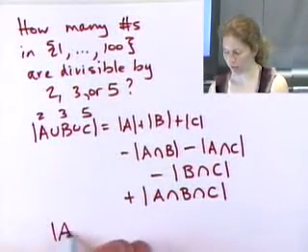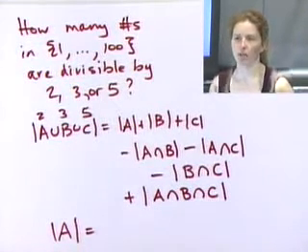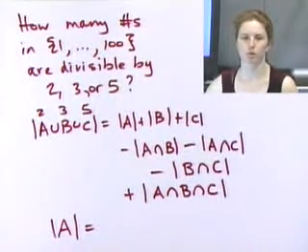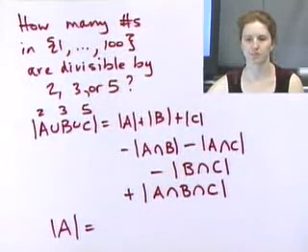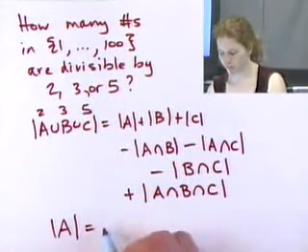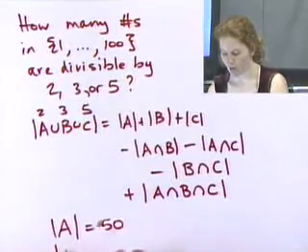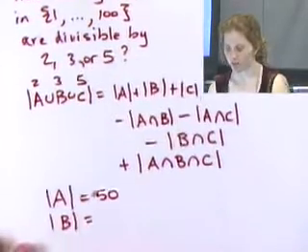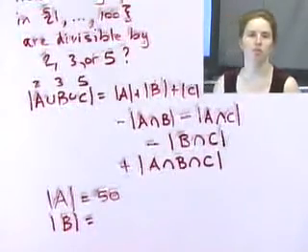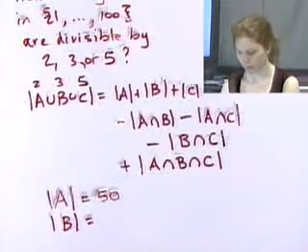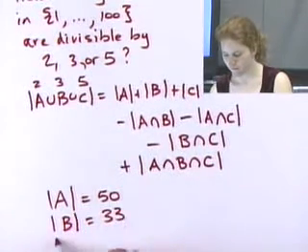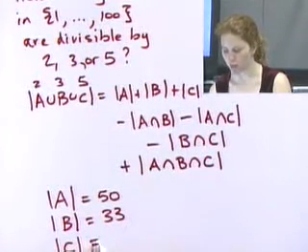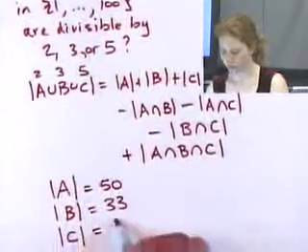So A is equal to what? How many numbers divisible by 2 are between 1 and 100? 50. There's 50, right? How about numbers divisible by 3? 33. How about numbers divisible by 5? 20.